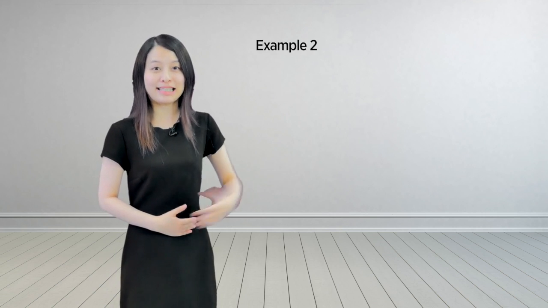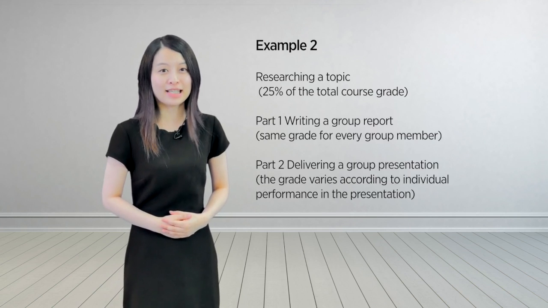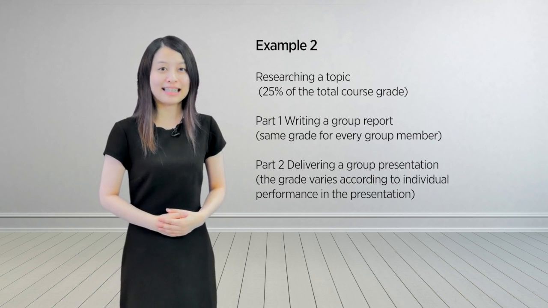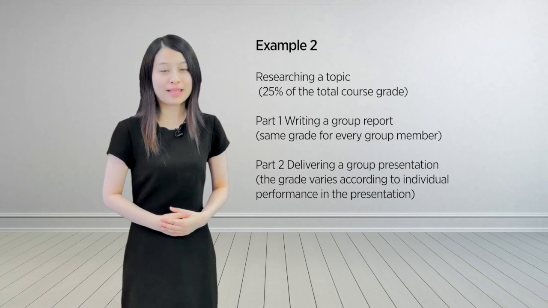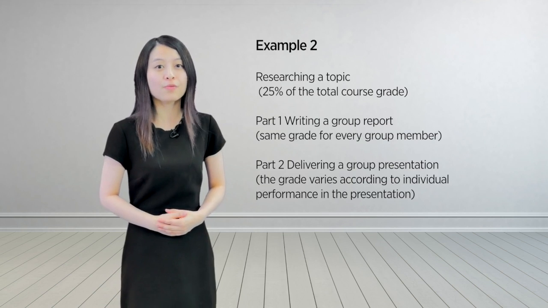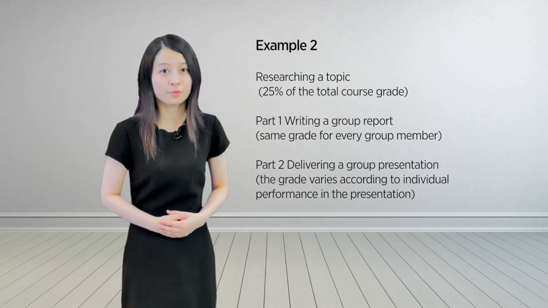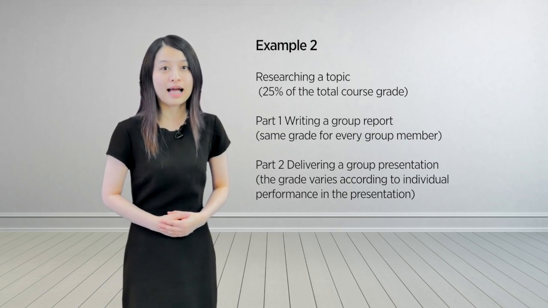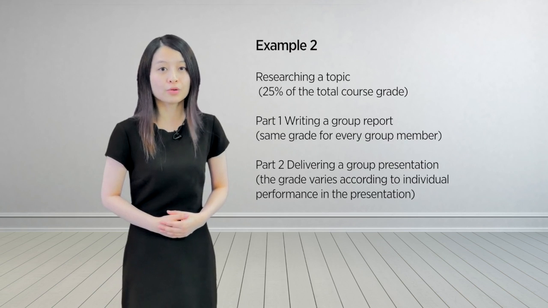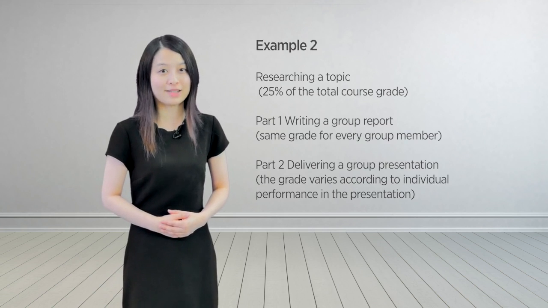In example 2, the teacher asks students to research a topic and generate a report as well as a presentation, both in group format. Students in the same group receive the same score for their group report, while each individual gets a different score for the performance in the group presentation. If there is any suspected free riding, the teacher may ask the students in that group to allocate a fixed amount of points to one another, including themselves, according to their contributions to the group's collective work. The teacher then decides if there is any need for grade adjustment.